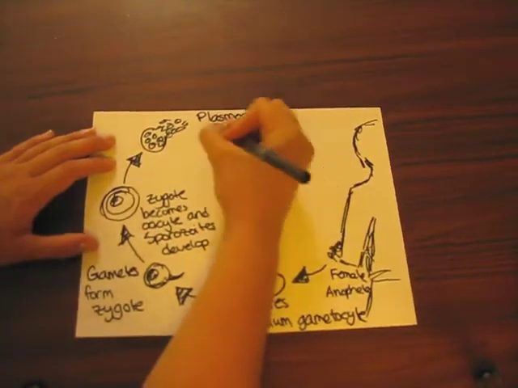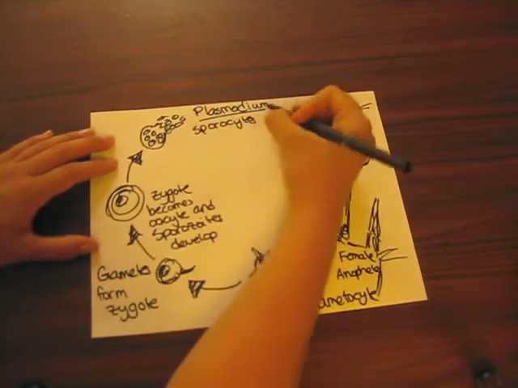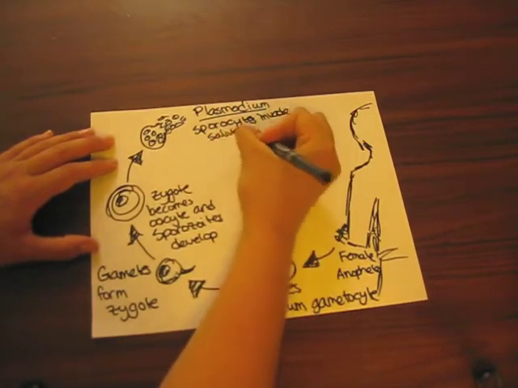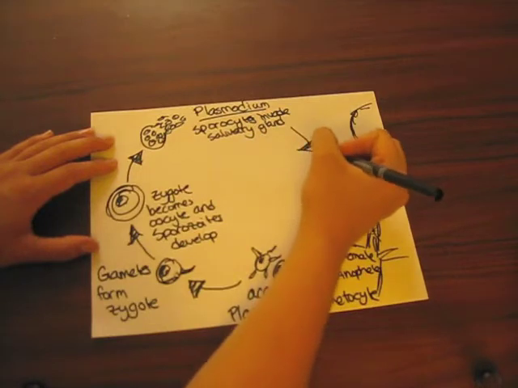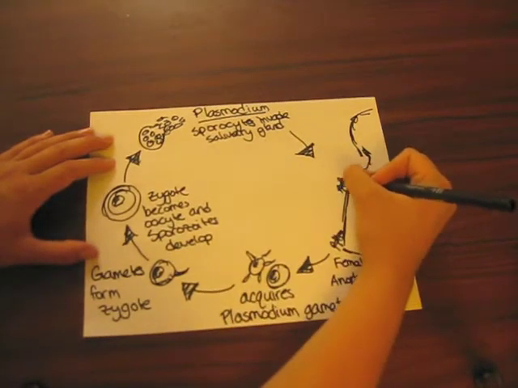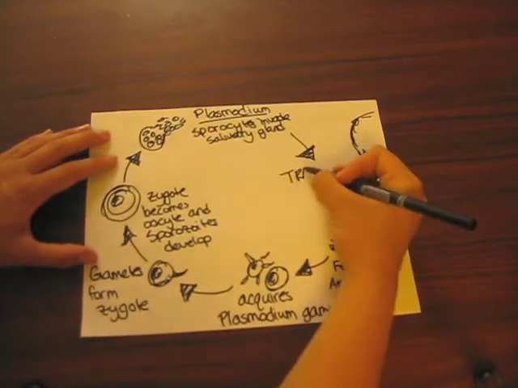As they're released, the Plasmodium sporozoites are transferred to the mosquito's saliva, and that is where it is transferred to the human host if the individual is bitten.